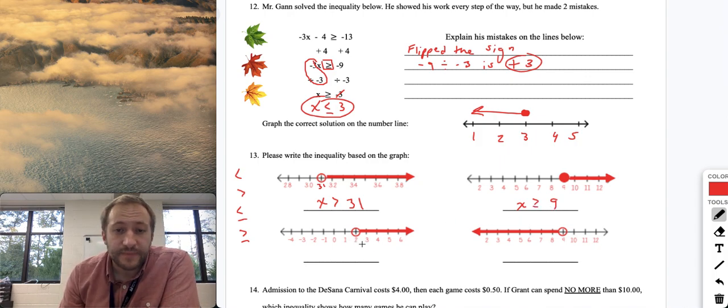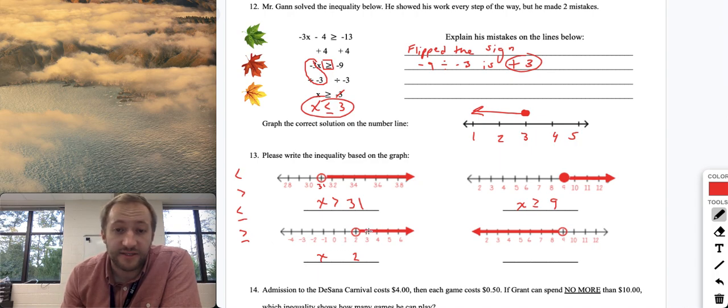This one right here, I have an x. I need an x always. I need the number that I circled. In this case, it's a 2. And I need a symbol. When we have an open circle, it's going to be one of these 2 at the top. There's no equal to with it.